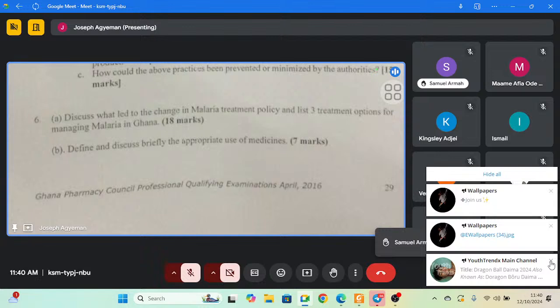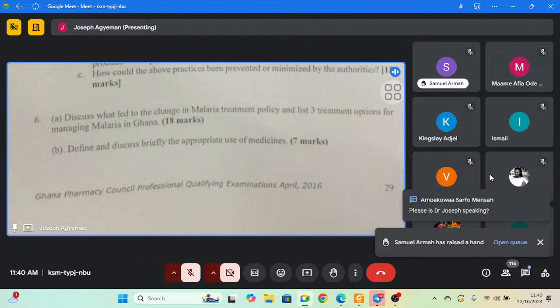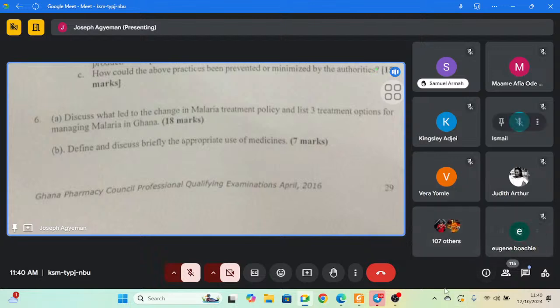GPQE passing is about smartness. It's not about how good you are, fine. But if you are not smart, you may be a first-class student and still fail. We have so many first-class students who have failed GPQE because they were not smart or did not know what to do. So please be smart when you are choosing.